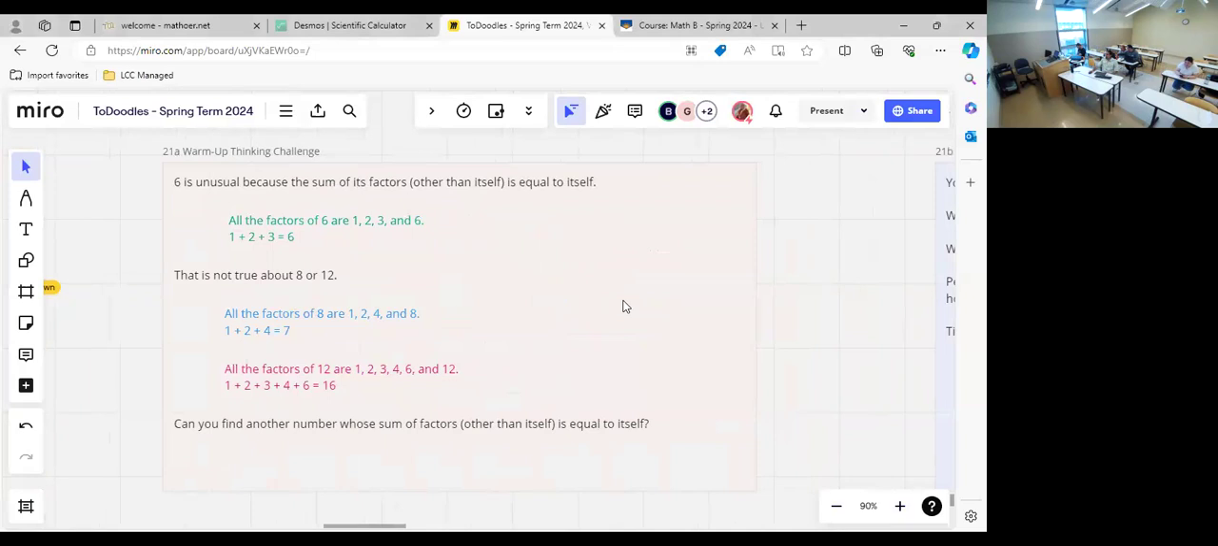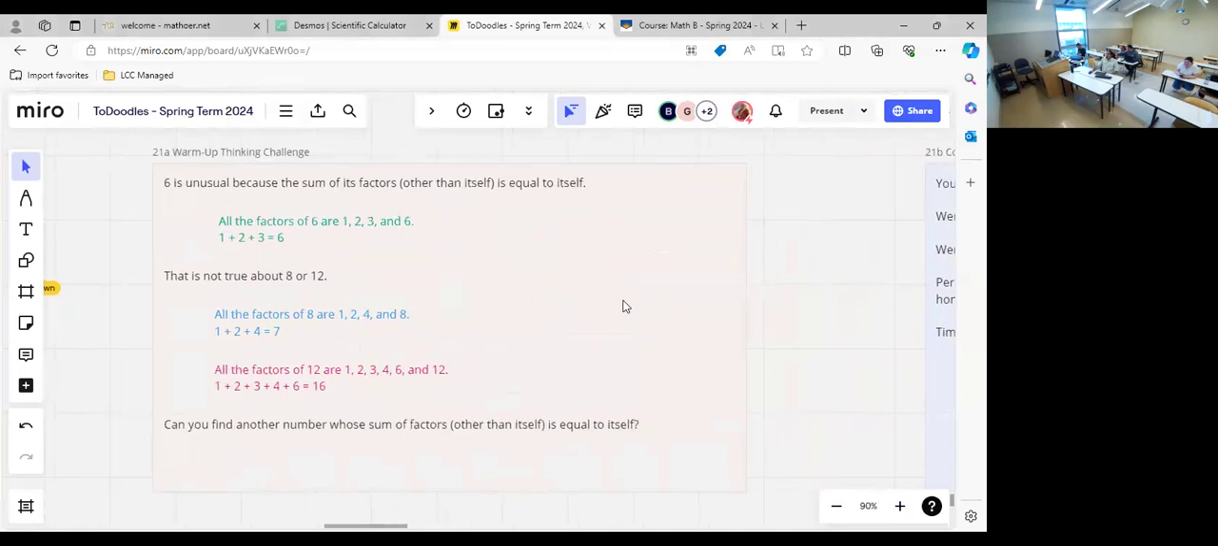There we go. So, to introduce it, six is an unusual number because if I add up all of its factors, I get six. So one times six is six, two times three is six. And when I add up one plus two plus three, then I get to six. I can't add up six, because obviously it's not going to get to six if I add six.